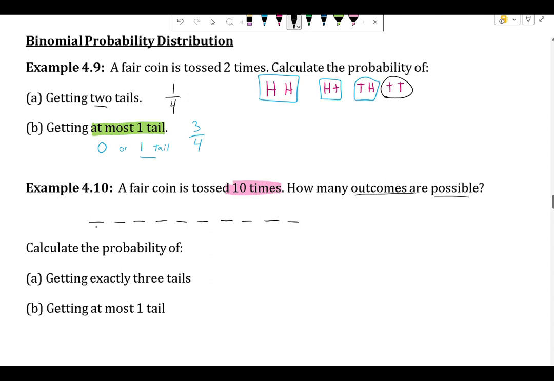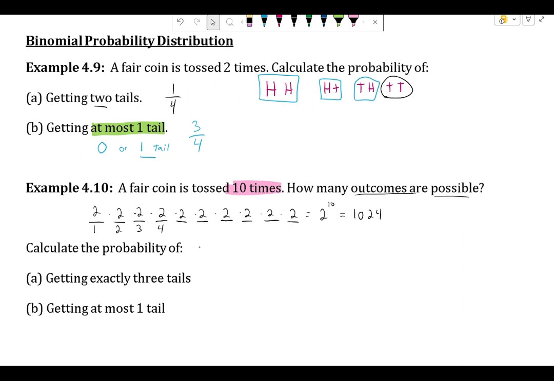The number of possible outcomes per part of the experiment gets multiplied. So if I first toss a coin once, I can get 2 outcomes. If I toss it a second time, I can get 2 outcomes. If I toss it 3 times, I'll get 2 outcomes. 4 times, 2 outcomes. So on and so forth. Each time I toss a coin, I have 2 possible outcomes. And we multiply all of these together. And when we multiply all of these together, we would get 2 times 2 times 2 times 2, or 2 to the 10th power. And 2 to the 10th power is 1,024 total outcomes.